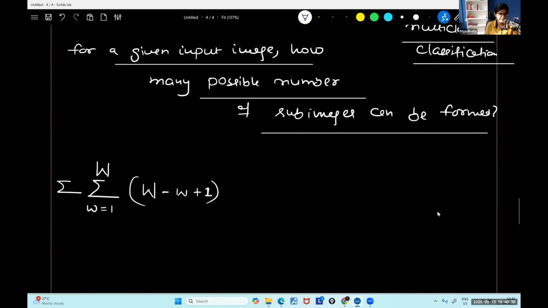Similarly, we will have a range of h. We can start with 1. We can take a height as a smaller unit as 1, and it can go up to capital H. So the range of this height is also capital H minus small h plus 1. Do you guys agree with me? And if you multiply this, this could be the dimensions of the input images.